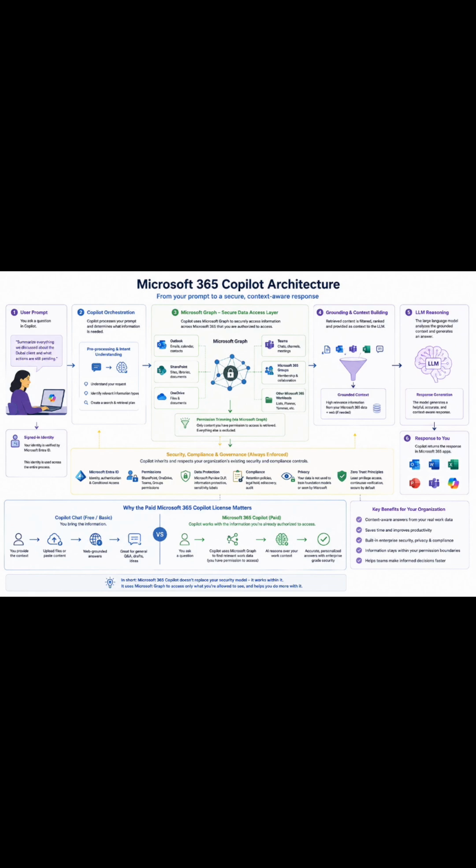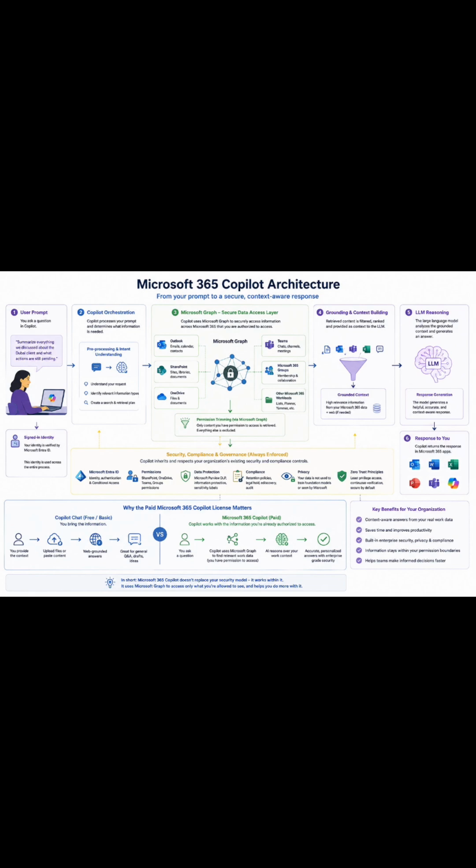Think of Graph as a secure data access layer that connects everything in Microsoft 365. Outlook for email, calendar and contacts, SharePoint for sites and documents, OneDrive for your files, Teams for chats and channels. Microsoft 365 groups for membership and collaboration, and other workloads like Planner and Lists.